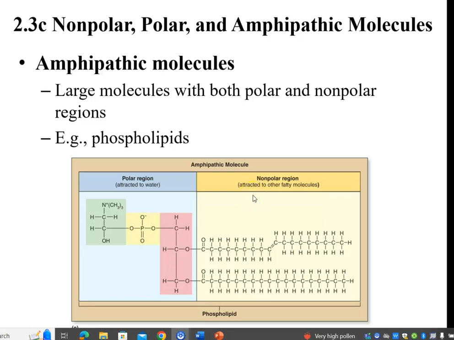All right, amphipathic molecules. These are large molecules that have both a polar and a nonpolar region. One of the most classic examples is phospholipids. So you can see phospholipids have sort of this head region here that is electrically charged with the nitrogen and the oxygen carrying charges. And it has a tail region that has long chains of carbon and hydrogen. And these are covalent bonds. There's no polarity in these, so these are nonpolar bonds.